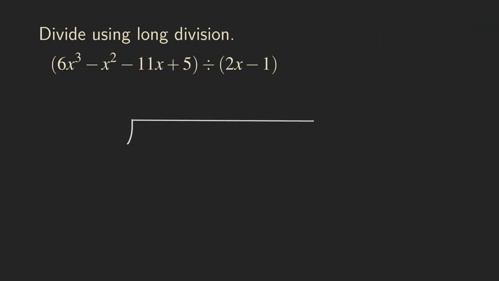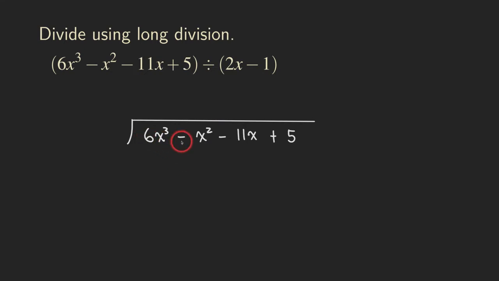I actually don't know how long I should set it. I think that's enough, right? So let's just try that. We are going to write 6x cubed minus x squared, and then minus 11x, and then plus 5. So that's enough space that I used.